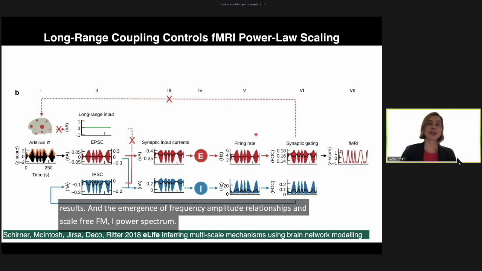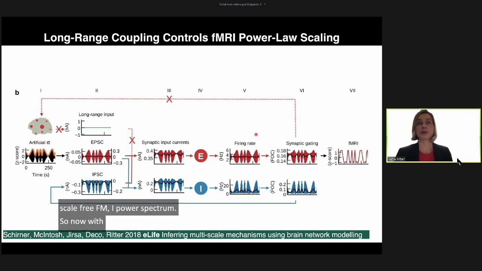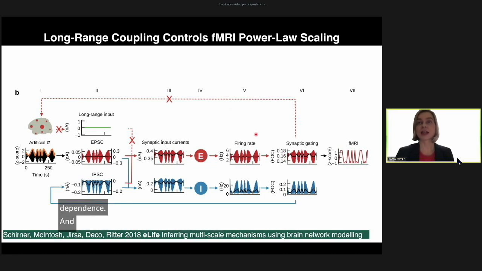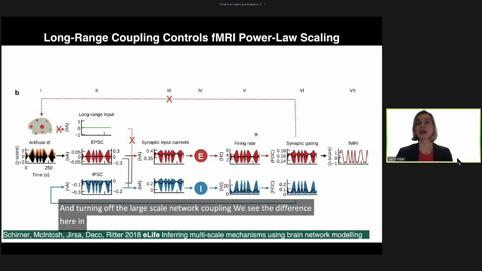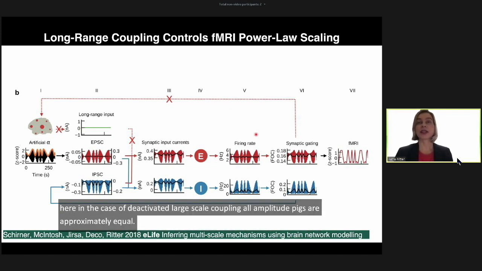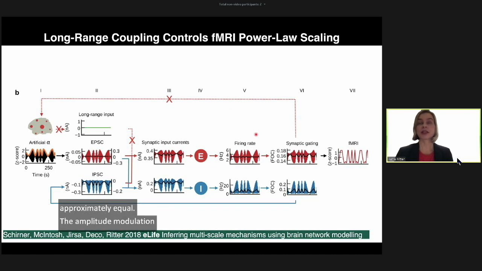So now with a disabled large-scale coupling, the resulting firing rates, synaptic gating, and fMRI waveforms showed no frequency-amplitude dependence. When turning off the large-scale network coupling, we see the difference here. In the case of deactivated large-scale coupling, all amplitude peaks are approximately equal. The amplitude modulation in downstream signals disappears.